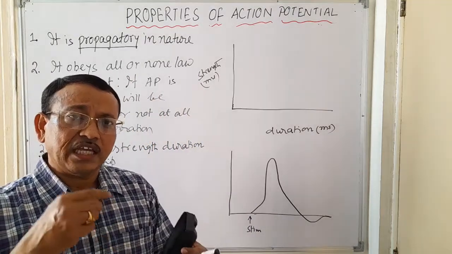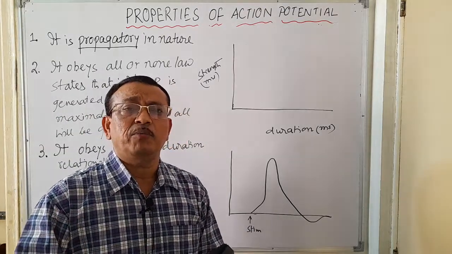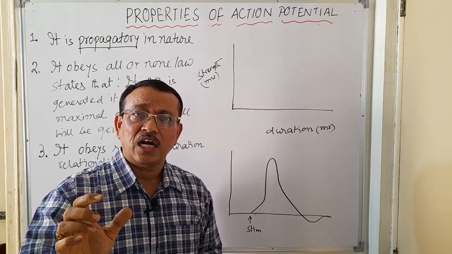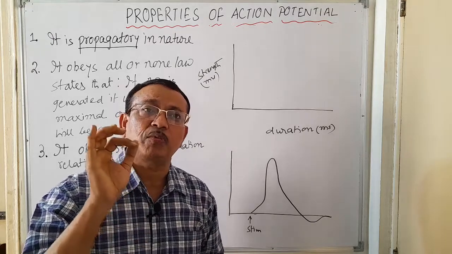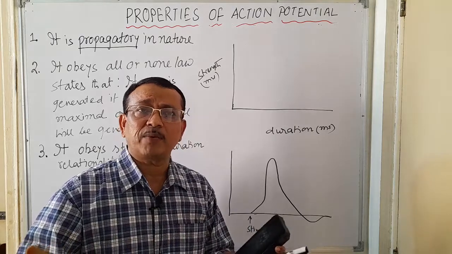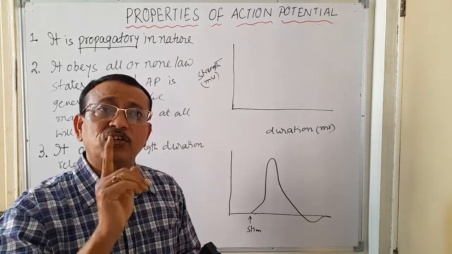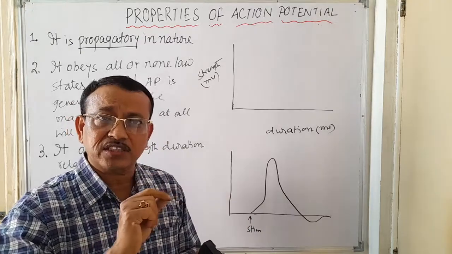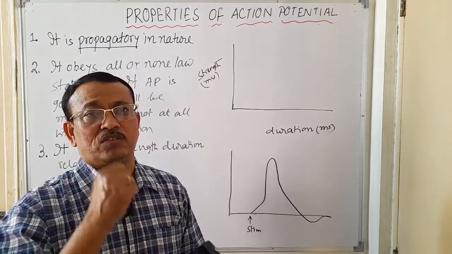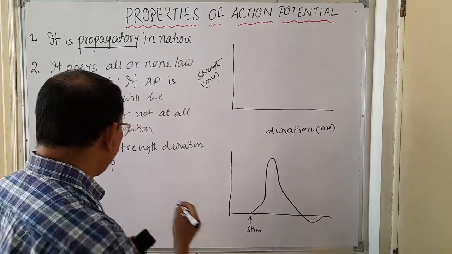So that means there is a relationship between the strength of the stimulus and the duration for which it has to be applied on the cell membrane. But what happens if we increase the strength of the threshold stimulus? Then the duration requirement will be reduced. That means there is an inverse relationship between the strength and the duration.